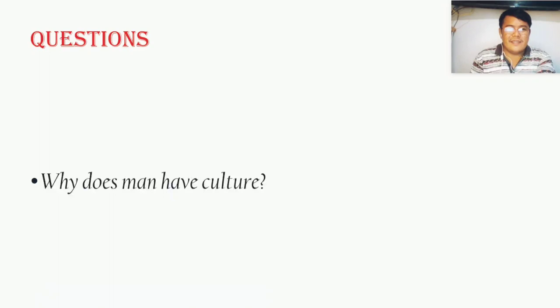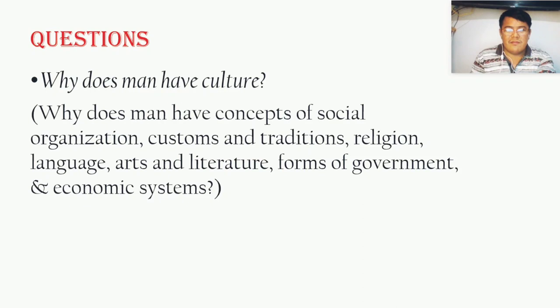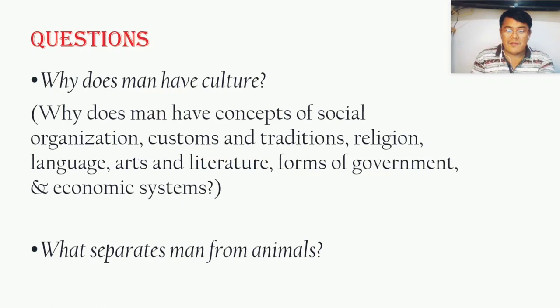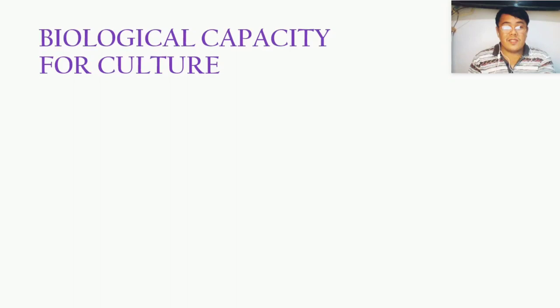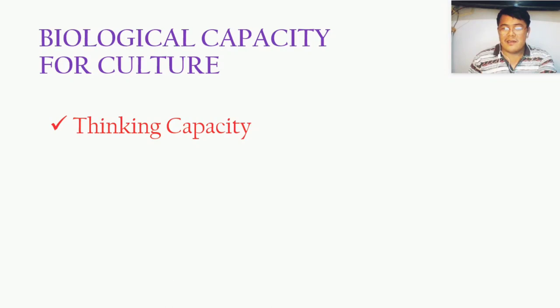Tanong, why does man have culture? Why does man have concepts of social organization, customs and traditions, religion, arts, and literature, forms of government, and economic systems? Yan yung seven elements of culture. Bakit ang tao meron? What separates man from animals? Because man or humans have the biological capacity for culture, thinking capacity, syempre mas malaking utak.